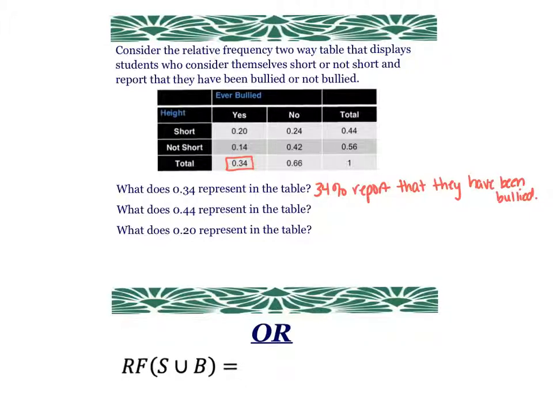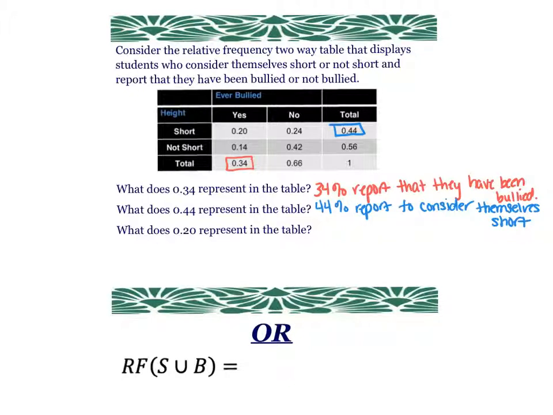What does the 0.44 represent here? So that means 44% report to consider themselves short.